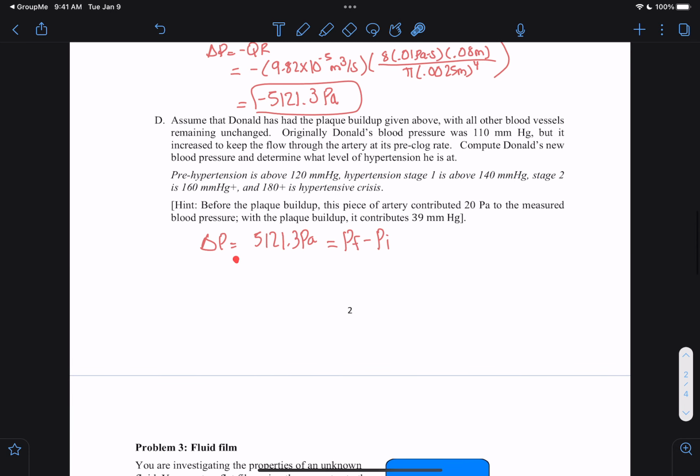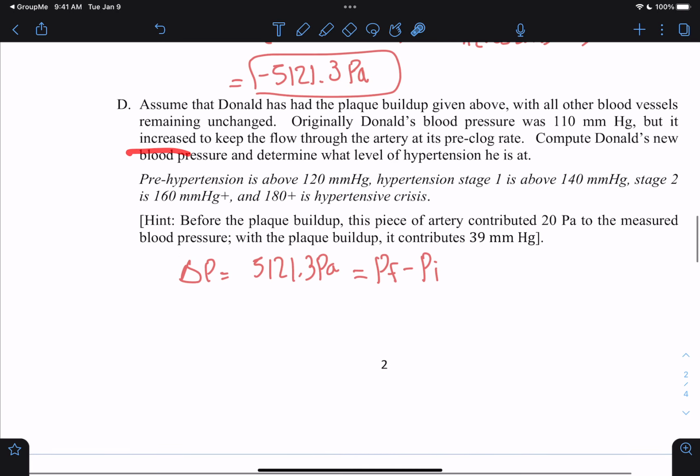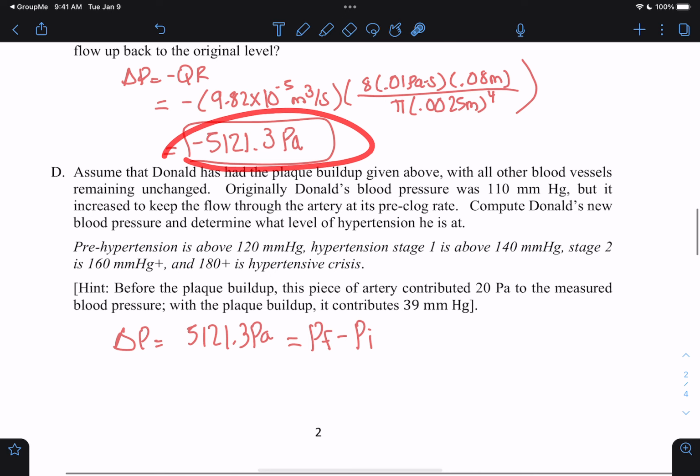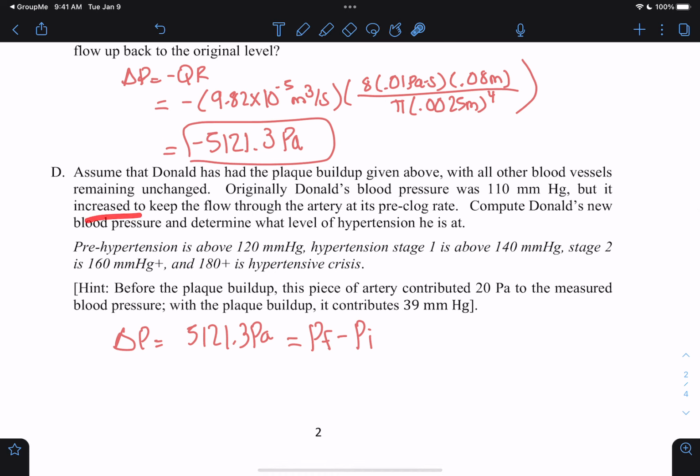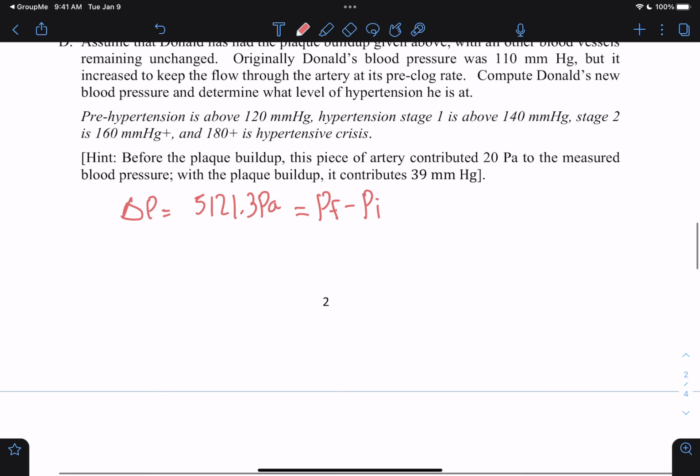Okay. I guess we'll just have a positive value here for your pressure instead of a negative value, just to show that the blood pressure increased here. Because if you're increasing blood pressure, then you wouldn't have a pressure drop in a sense. So it'd be the same value, just positive, to show that it increased to keep the flow through the artery at its pre-clog rate.